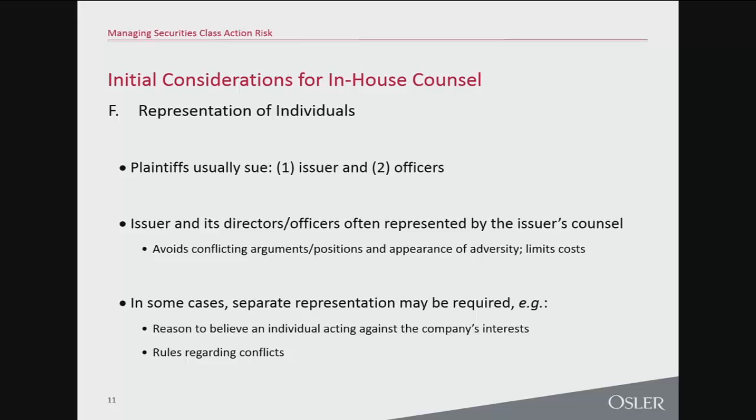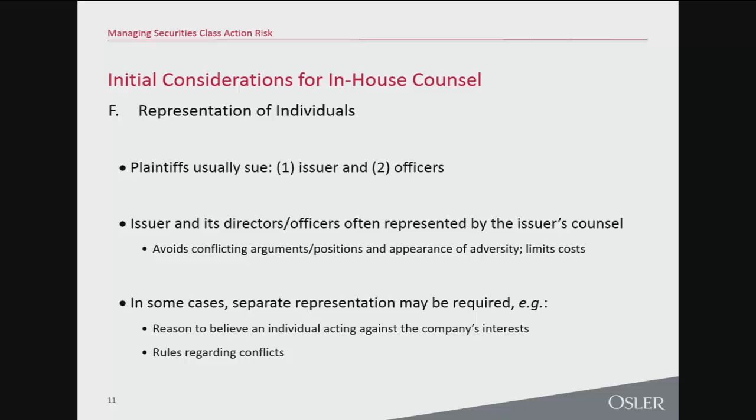However, when an allegation focuses on the alleged wrongdoing of a particular former or current employee, or where the company has identified in its public corrective disclosure that employee as potentially being involved in wrongdoing, it will be necessary for the company to provide separate representation for that individual.